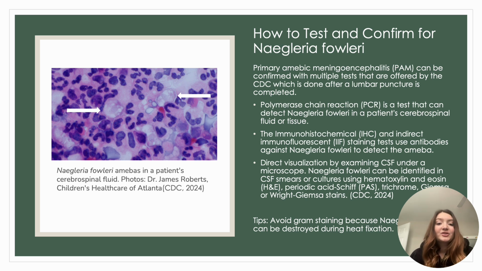One of them is the polymerase chain reaction test, which detects Naegleria fowleri in the patient's cerebrospinal fluid or tissue. Another one is the immunohistochemical test, an indirect immunofluorescent test. They're staining tests that use antibodies to detect the amoeba. The last one is direct visualization under a microscope, which is what's being done on the left in the picture. One tip to identify them is to avoid using a gram stain, because the amoeba can be destroyed during heat fixation.